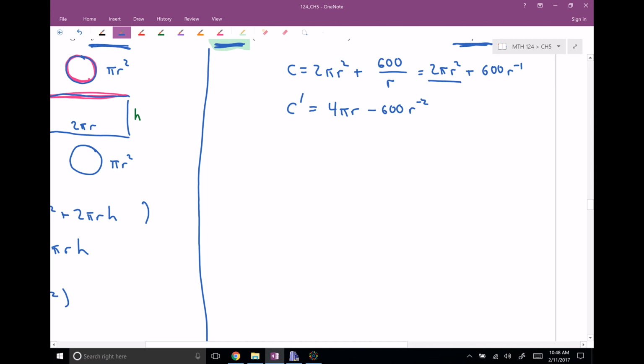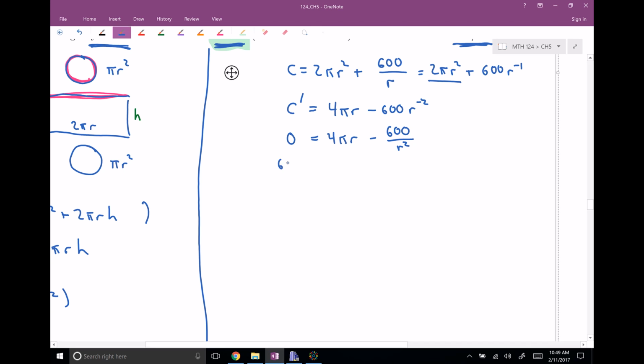Another way to write this, because we're going to need to solve here. Remember, I'm trying to find critical points, so this is where the derivative is equal to 0. I'm going to rewrite this as 4 pi r minus 600 over r squared. Instead of having this negative exponent, you can push it down into the denominator, and then it gets a positive exponent. Okay, now let's go ahead and rearrange this and try to solve for r.